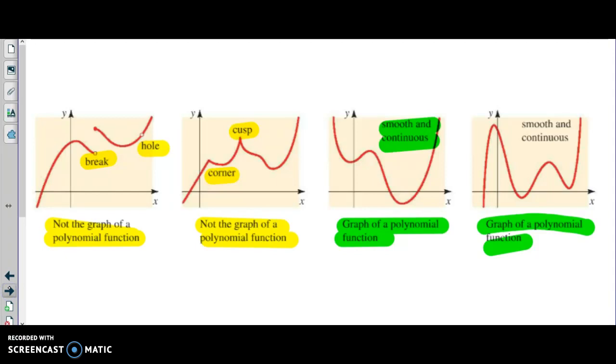Notice here we have some examples of what are not polynomial functions, which are here in yellow. They have a break, a hole, or some type of corner. If we have an actual polynomial function, notice how smooth and continuous it is. There are no jumps, no gaps, no breaks. So that is the difference between these.